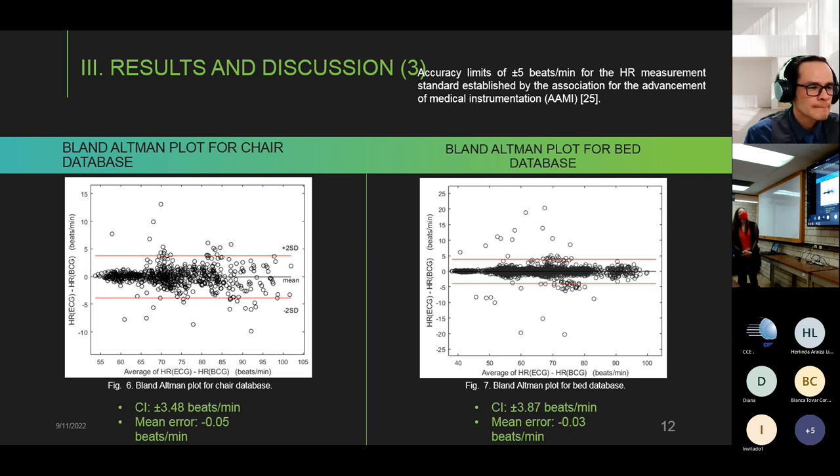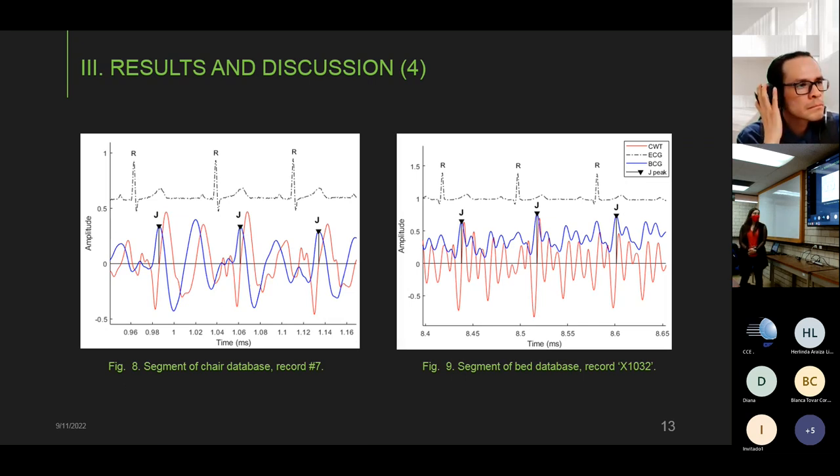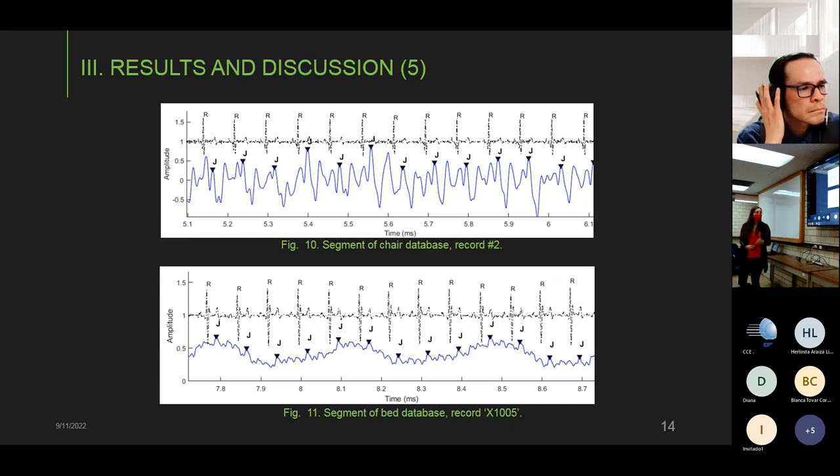These results have an acceptable agreement according to the accuracy limits of plus minus 5 beats per minute for the heart rate measurement standard established by the Association for the Advancement of Medical Instrumentation. To show the robustness of this algorithm, here we have a segment of a CHERI database and a segment of the BED database. As you can see in these two segments, the morphology is different between both databases. And in these two pictures, we can also see the big difference between the amplitude and the morphology between both databases. In spite of that, the algorithm was capable of detecting the correct J-wave in all the cases.